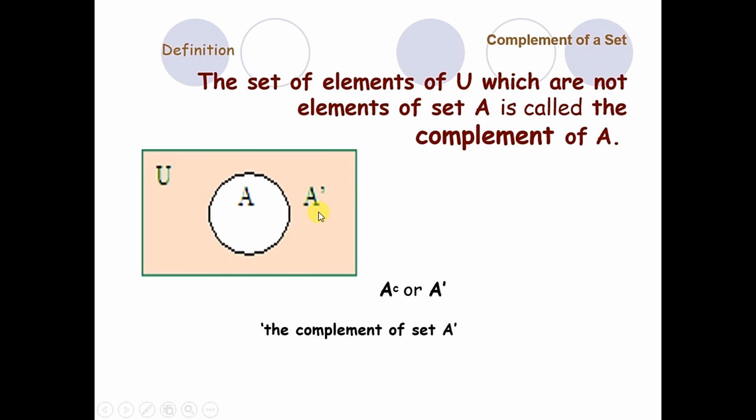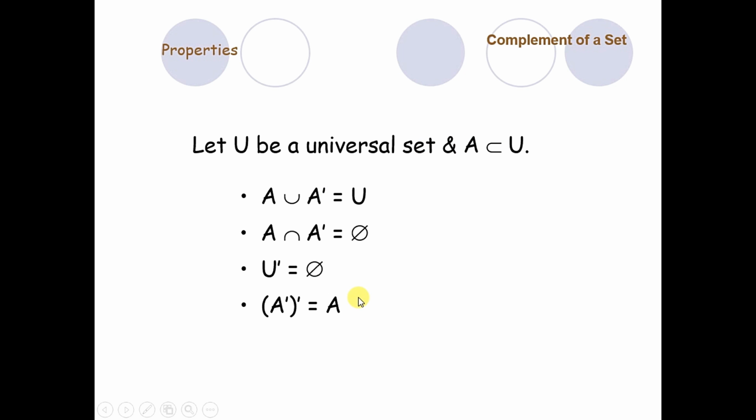Now let us go to a more emphasis. So this is the figure, this is the diagram. If this is our set A and this is our universal set, our complement here is outside of that set. Okay, so the complement of set A. Now let's talk about the properties. Let U, or the universal set, and A be a subset of U. So these are the properties.